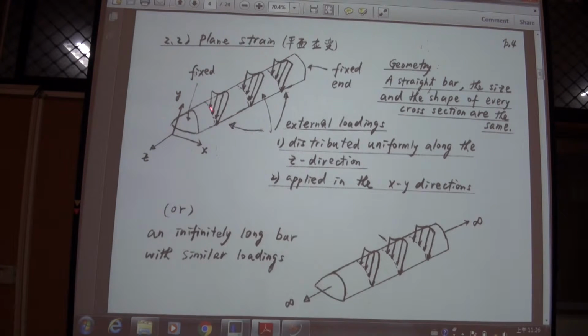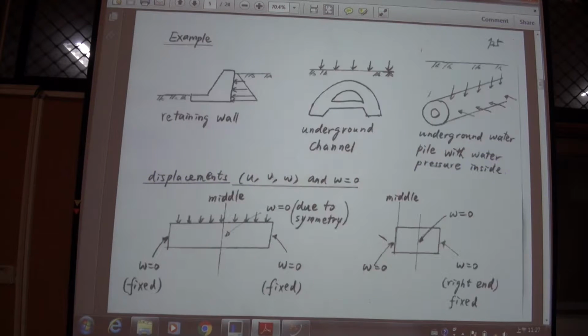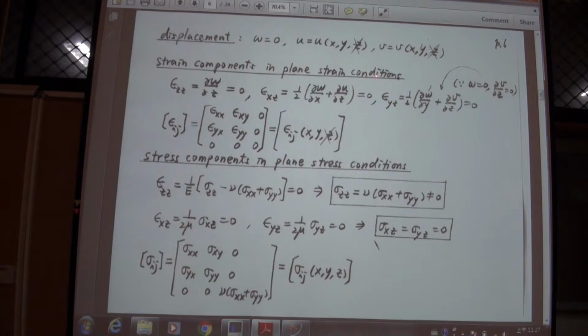Okay? So means that for every cross-section, the displacements are the same. If the UV displacement in this cross-section is different from the UV displacement in this cross-section, then the symmetry will be broken. Okay? Which is not allowed. So for every cross-section, the displacements U and V are the same. So as a result, U and V do not depend on the Z coordinate.